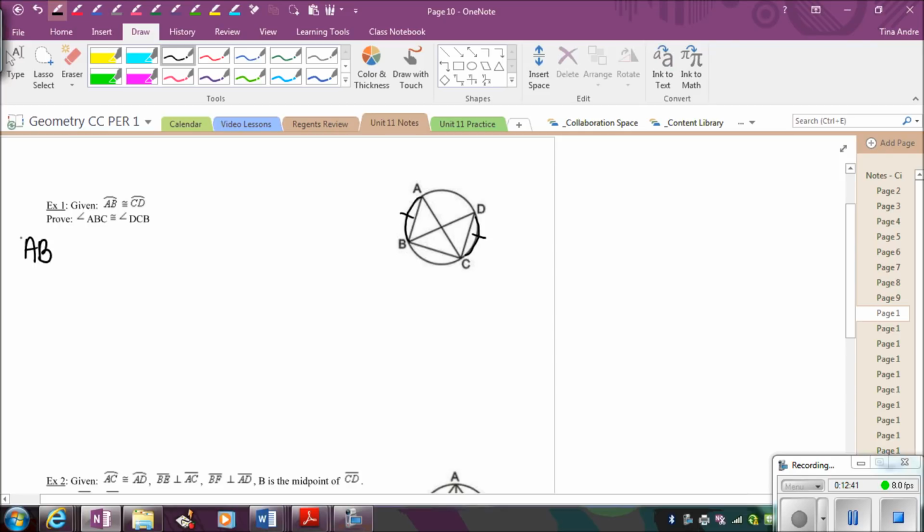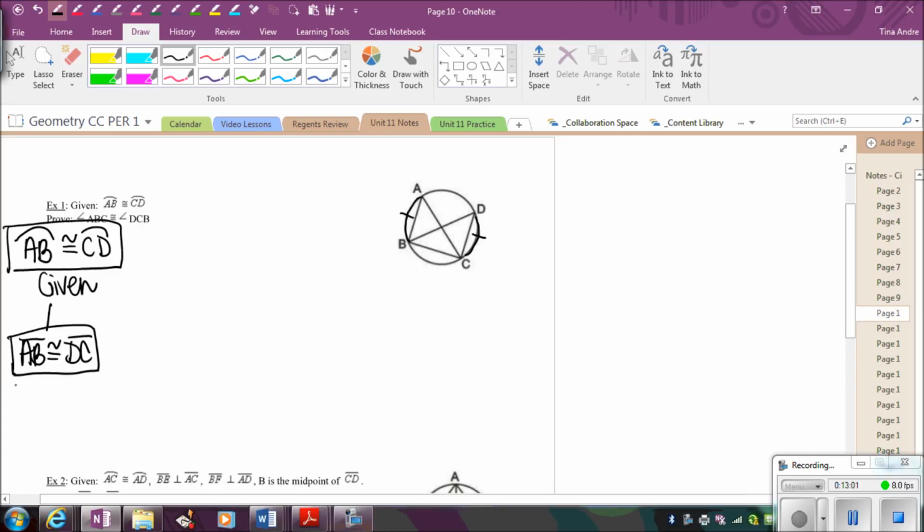I have my arc AB is congruent to arc CD. So that's given. So I can say chord AB must be congruent to chord DC. This is because in a circle, congruent arcs, which is what I was given, imply congruent chords. So that's one of our circle theorems. So that basically proves that these two chords are congruent.